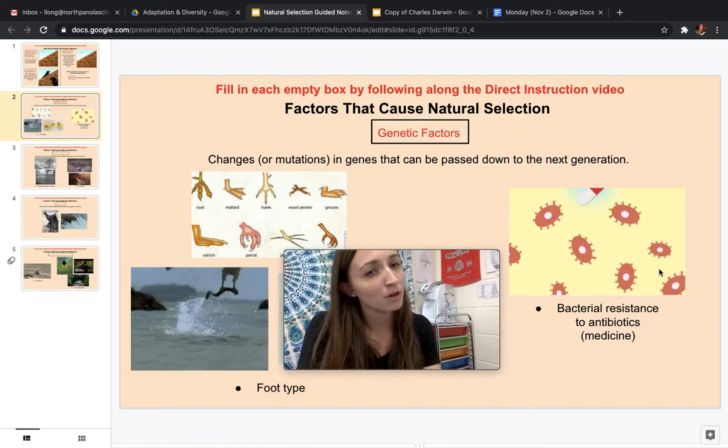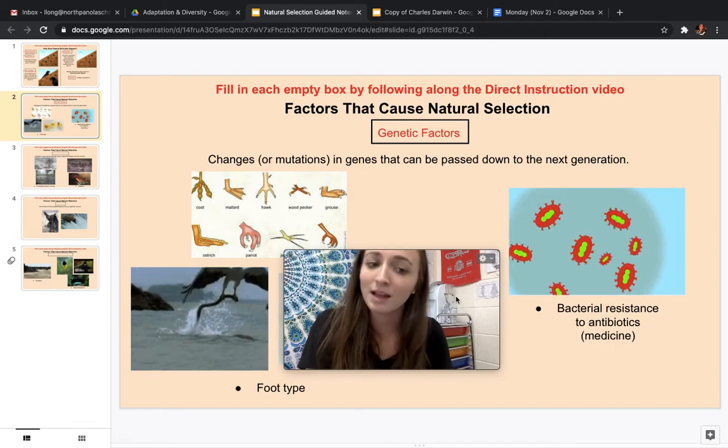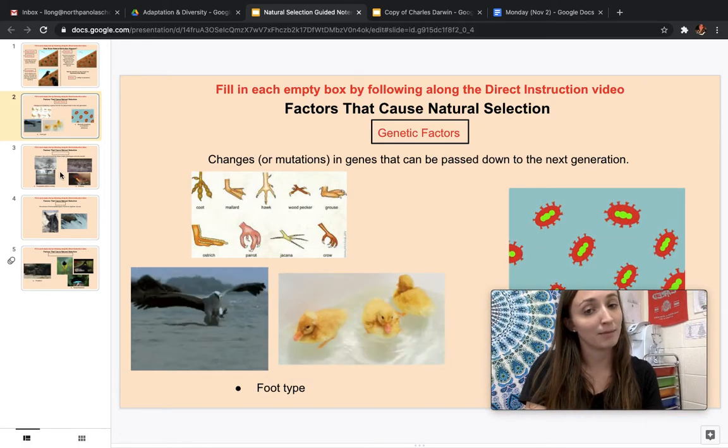That part might be a little confusing. If you are tripped up by that, let me know and I can explain it to you again, because it's kind of complicated.